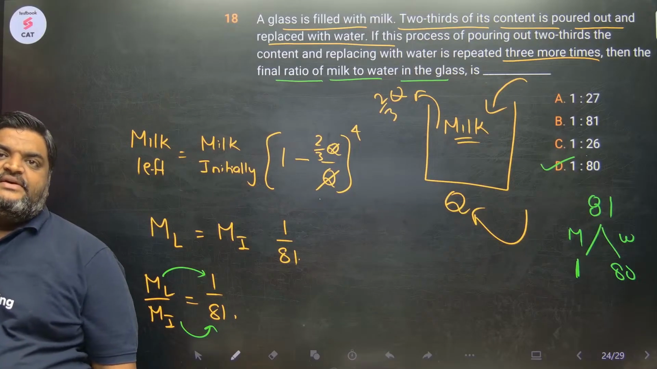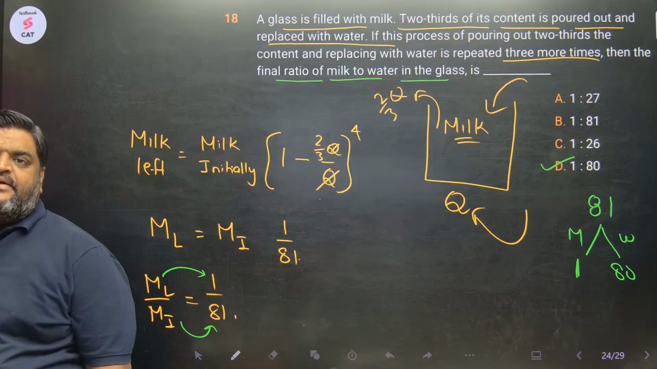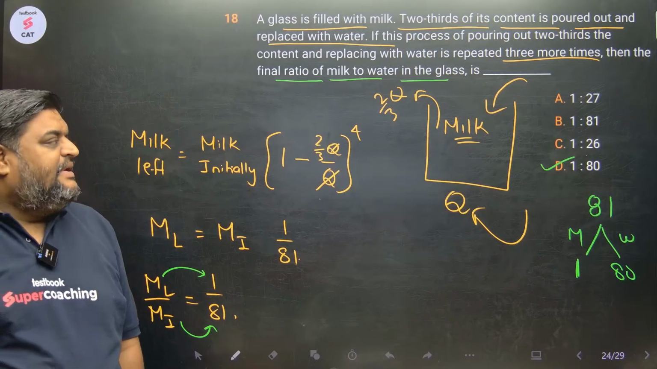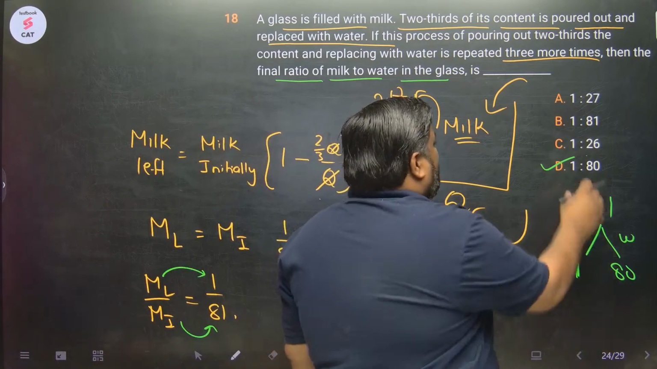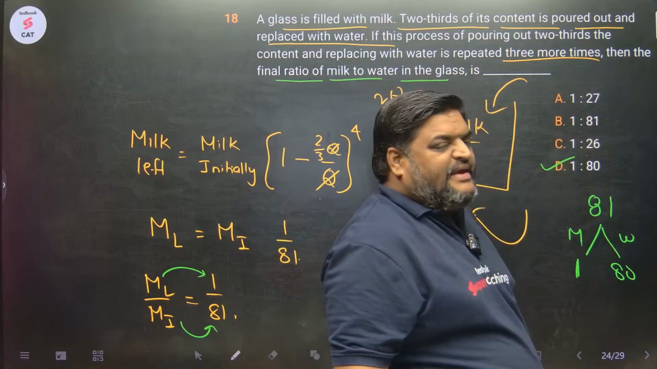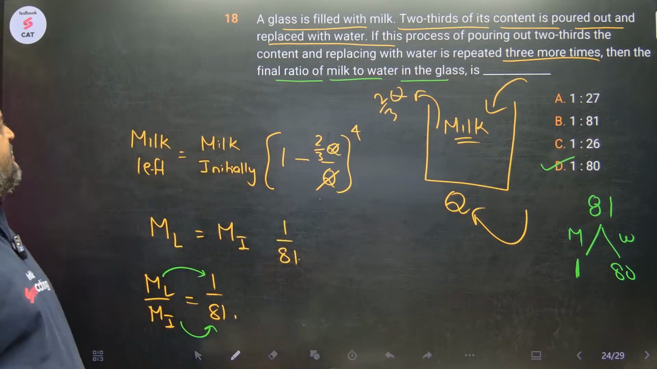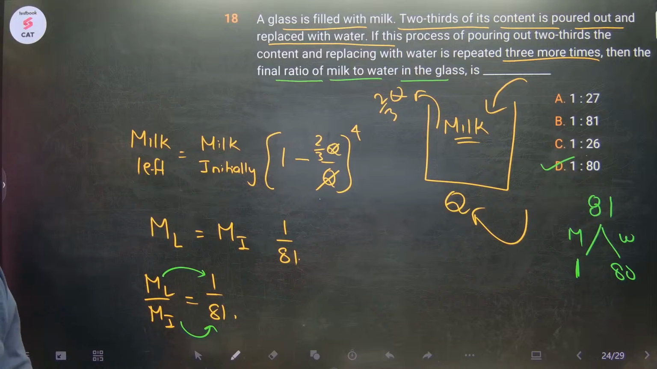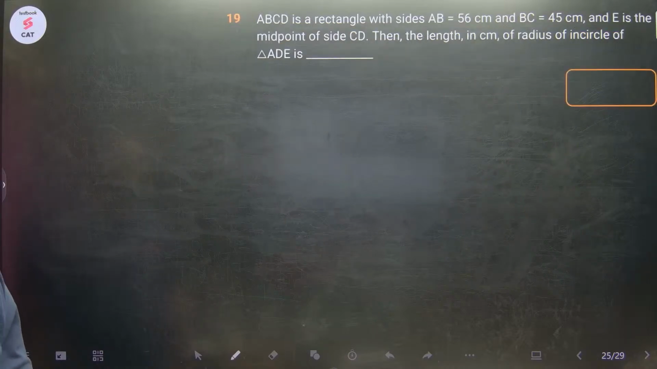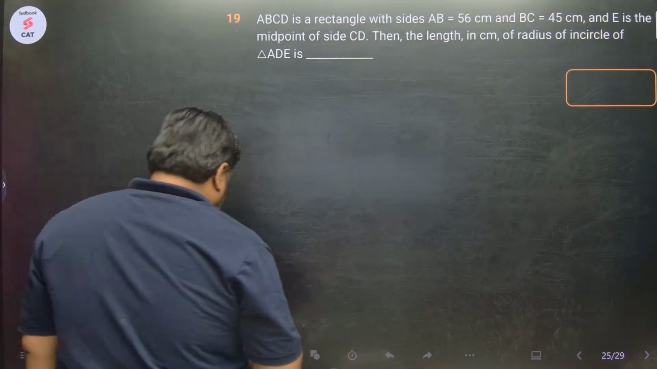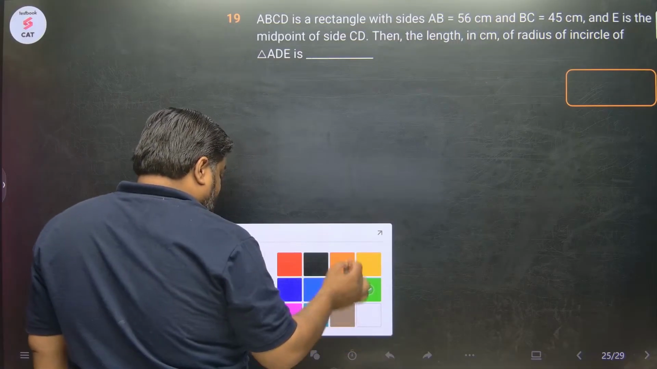बोलो हाँ जी। B is trap. B is milk upon total. Chalo guys, let's move. Question number 18 done. Question number 19. Let's try this question.